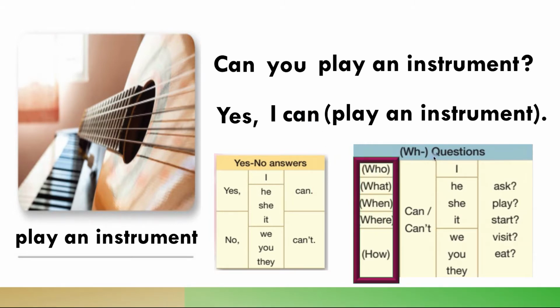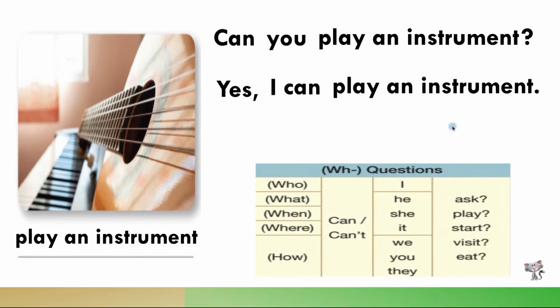Especially if there is a W question. I remember previous units. A what question is searching for information, new information, or often you're after new information about the person you're talking to. So here it said, yes, I can play an instrument. So you might want to ask a what question. So what instrument can you play? Or what can you play?